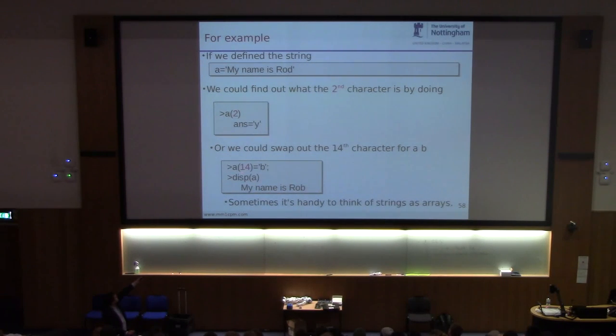So if we replace the 14th element with a B, so 1, 2, 3, 4, 5, 6, 7, 8, 9, 10, 11, 12, 13, 14. Of course, space is also an element in the array because it's the number 32. So we go A brackets 14 equals B, and it will print out what the result is. It will go, my name is Rob, because it's replaced the Rod with Rob.